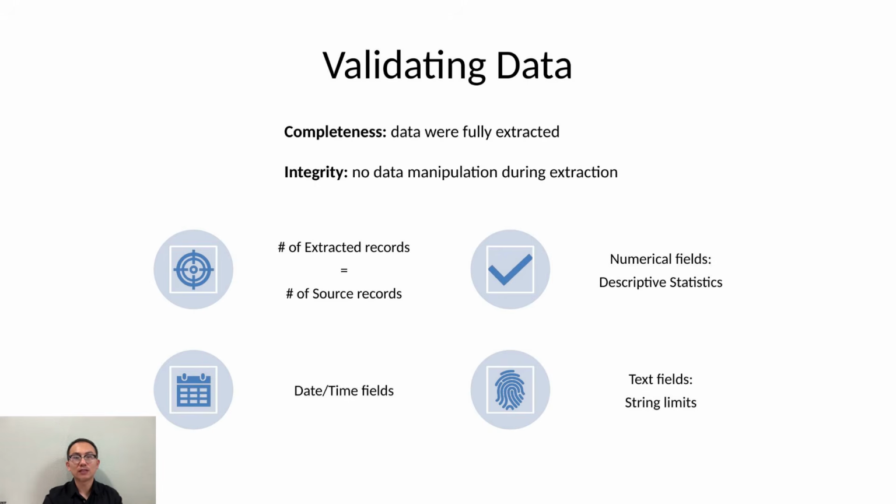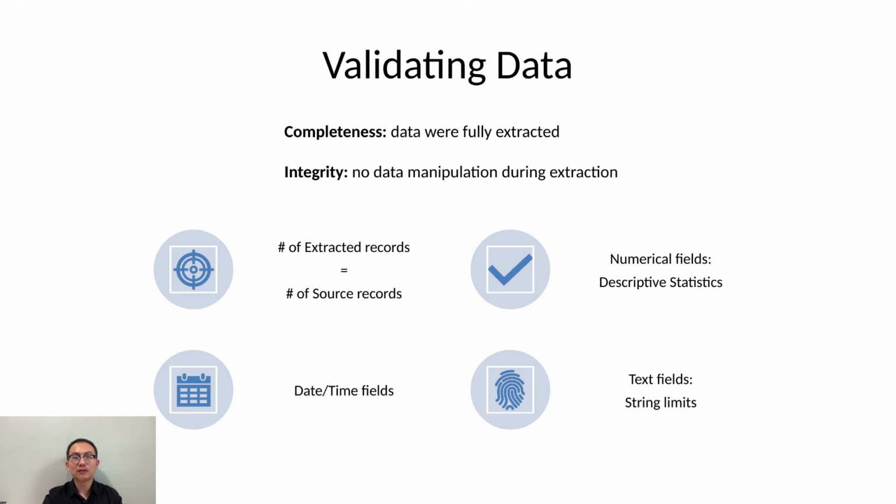Here are 4 key steps to validate your data after extraction. Compare record counts. Check that the number of records you extracted matches the number in the original source. If numbers don't match, some data might be missing.